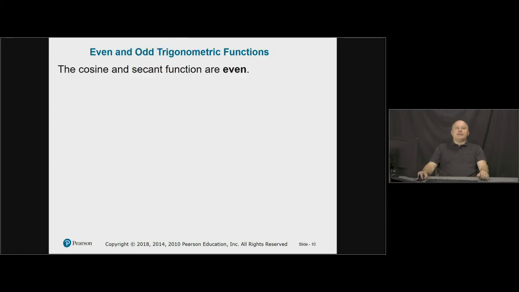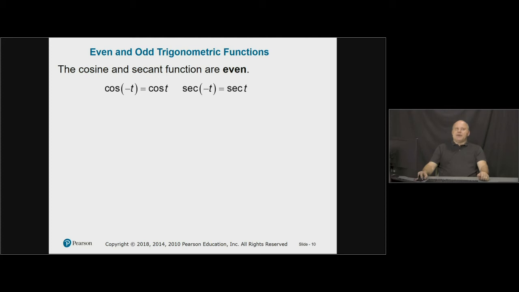All right, now another topic: even and odd trig functions. The cosine and secant functions are even. So in other words, the cosine of negative t is equal to the cosine of t, and the secant of negative t is equal to the secant of t.